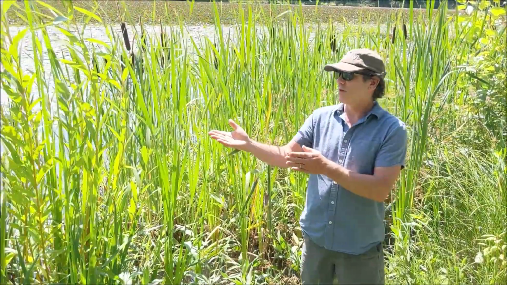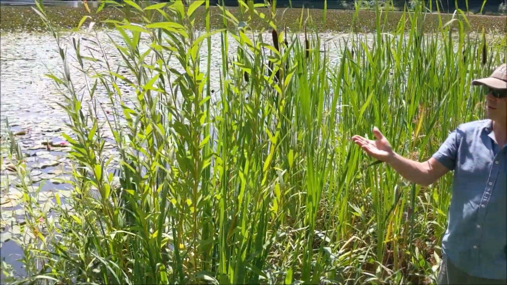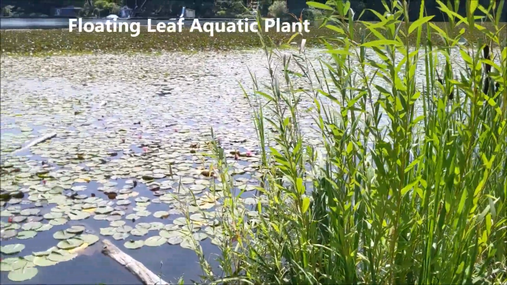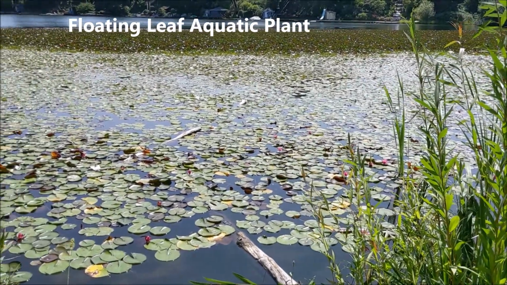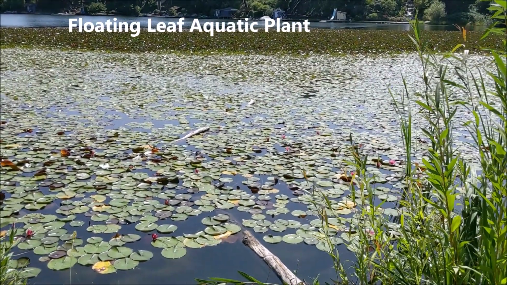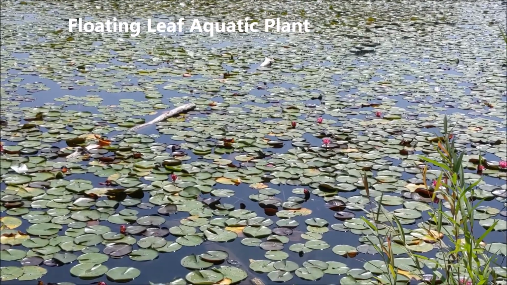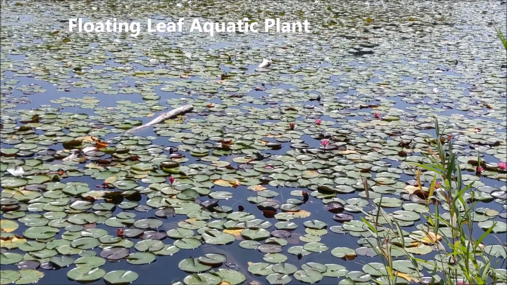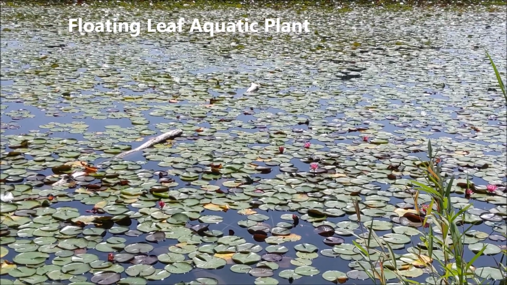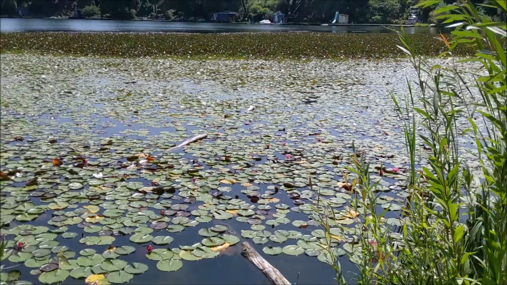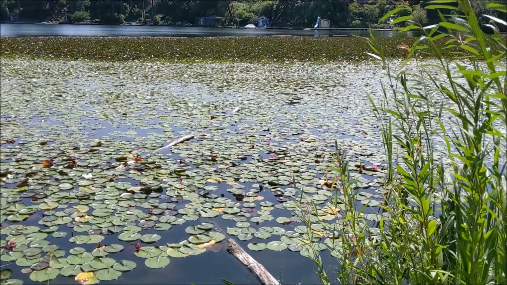The next type over here is an example of a floating leaf aquatic plant. This is Nymphaea odorata, or fragrant water lily, a non-native plant species. Floating leaf plants are rooted down in the sediment, and they have a stem that comes up, and then they have a floating leaf.